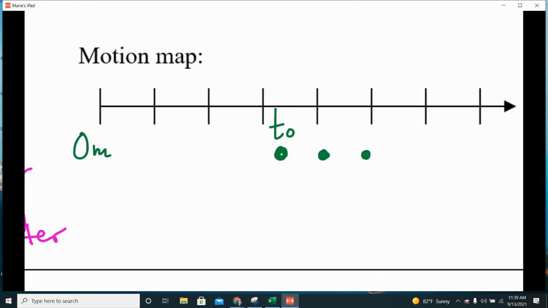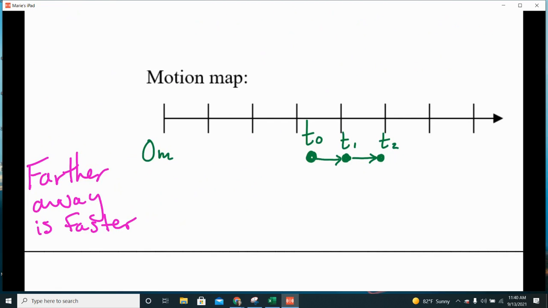You need at least 2 arrows. And then I'm going to label these times T0, T1, T2. Then I stopped. That's when I stack my dots. That'll be time 3 and time 4. And then I went backwards. And when I went backwards, I went faster, which means that my arrows are longer. And then I can label these T5 and T6.